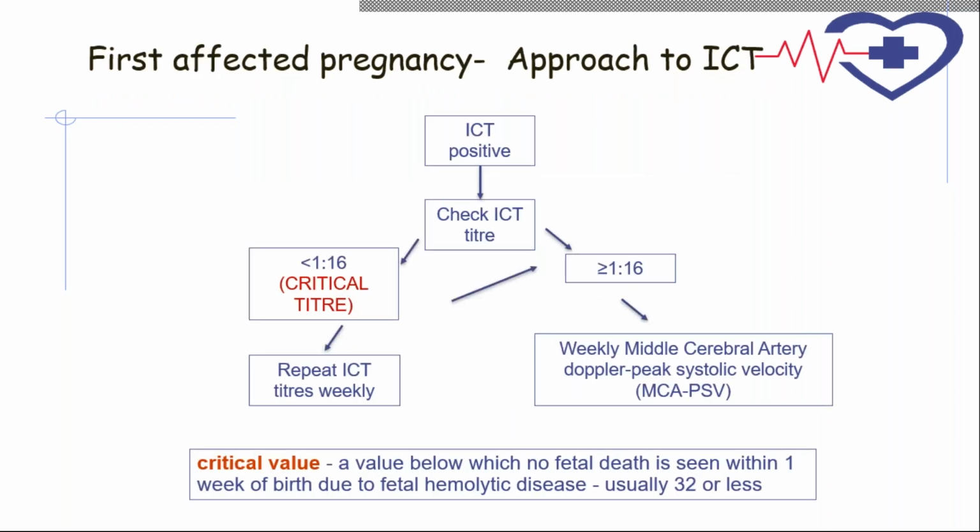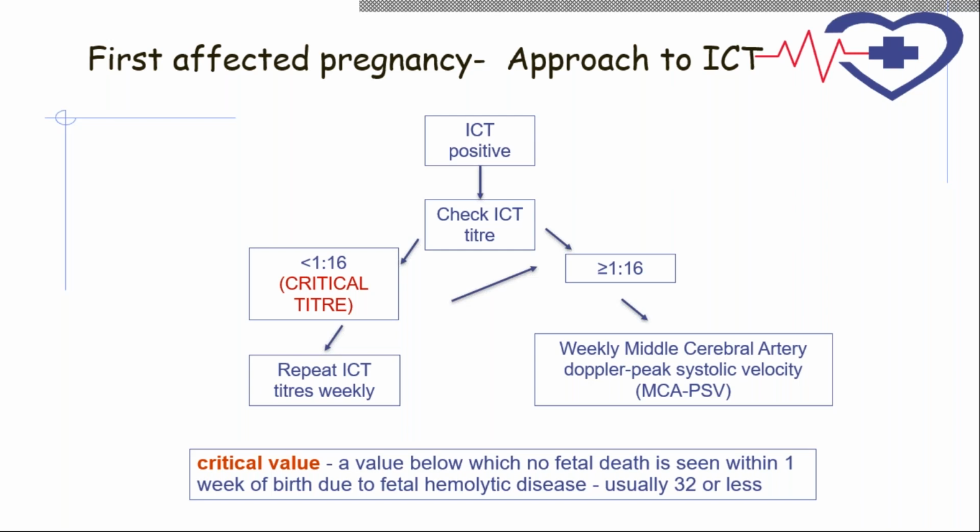Next slide please. Now anytime an ICT becomes positive, the next step is to ask the lab to do ICT titers. They will take the maternal sample, first say it is positive, then in serial dilutions they will do ICT, and this 1:16 figure which we are writing means the mother's sample has been diluted 16 times and they can still find the antibodies.